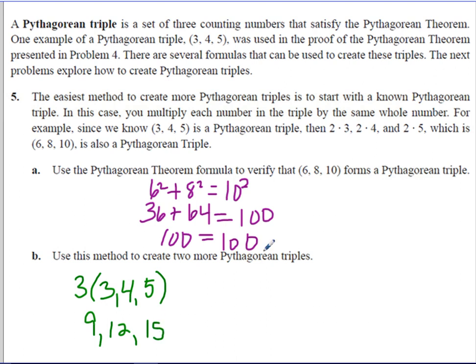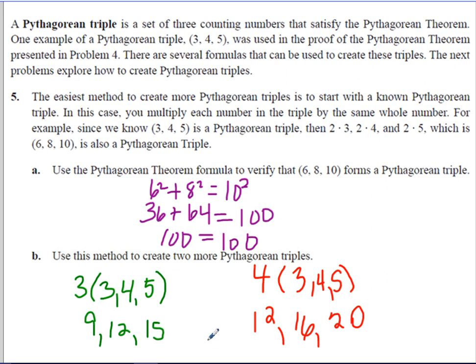And then let's multiply it by 4. So let's quadruple our 3, 4, 5 triple. And we'll get a new Pythagorean triple of 12, 16, and 20. And then again, we could verify that if need be to show that 12 squared plus 16 squared equals 20 squared for that one, or for our other one, 9 squared plus 12 squared equals 15 squared.